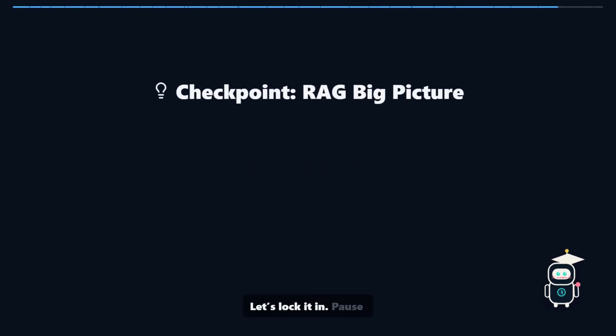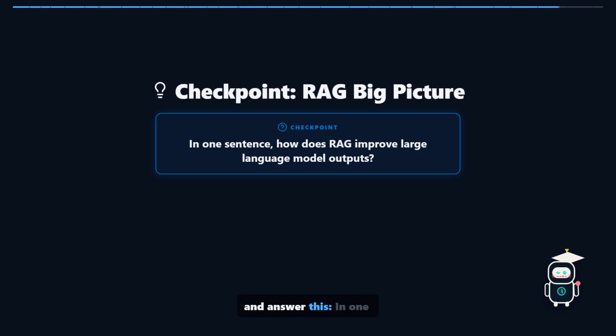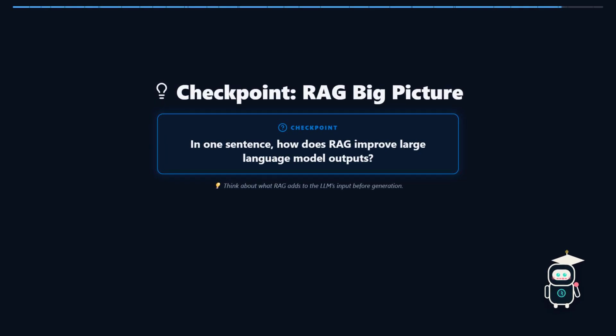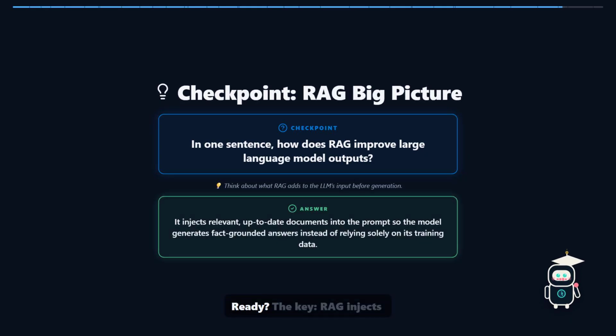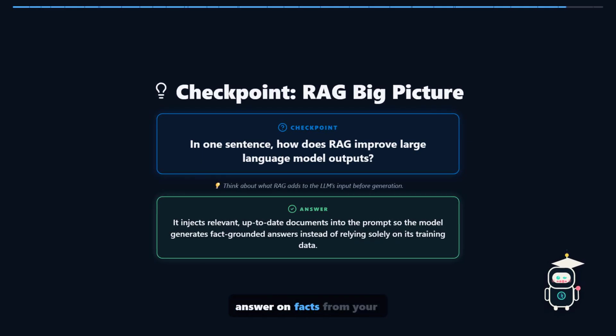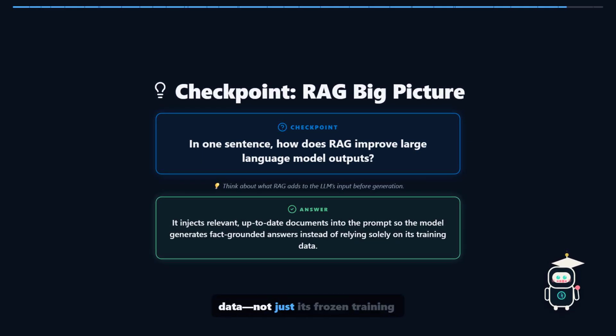Let's lock it in. Pause and answer this. In one sentence, how does RAG improve large language model outputs? Ready? The key: RAG injects relevant, up-to-date documents right into the prompt, so the model is forced to base its answer on facts from your data, not just its frozen training memory.